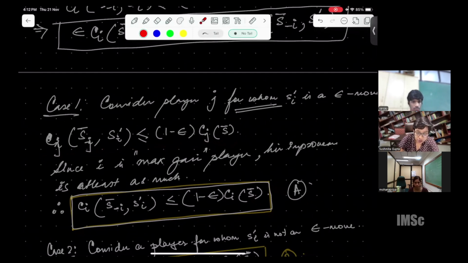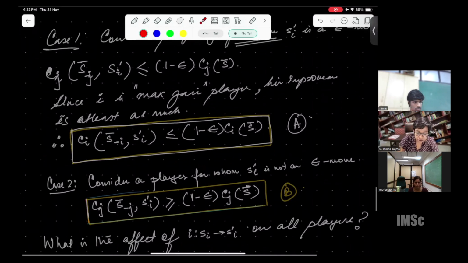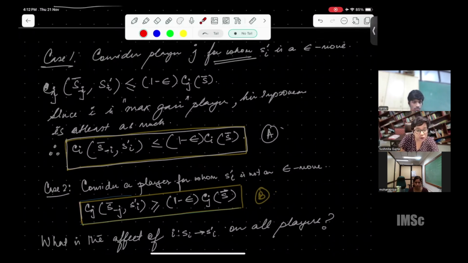Okay. So now case 2 basically just says if you are a player for whom this shift from S to S prime I is not a beneficial move or is not an epsilon move, then all we are saying is this inequality gets switched. That is what B is. For the player J, everybody else remaining the same, he has changed. Remember, S minus J means everybody continues to do the same thing. Player J is changing their strategy to S prime I. Then the cost is at least 1 minus epsilon times the cost of the original before deviation.